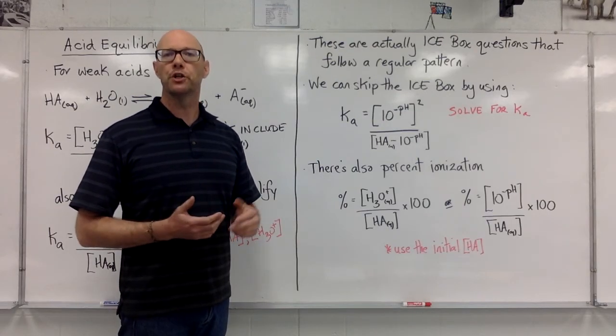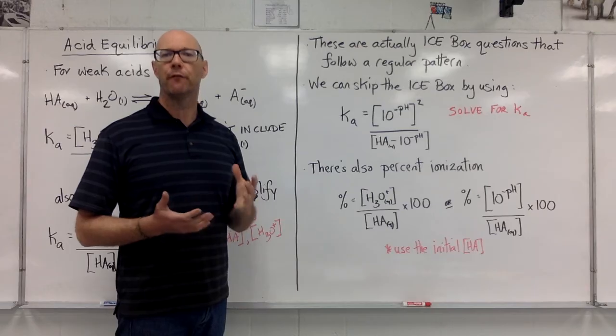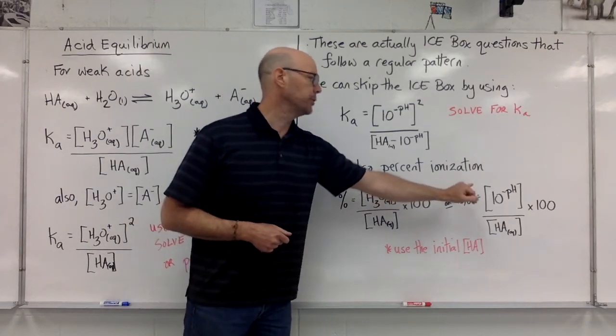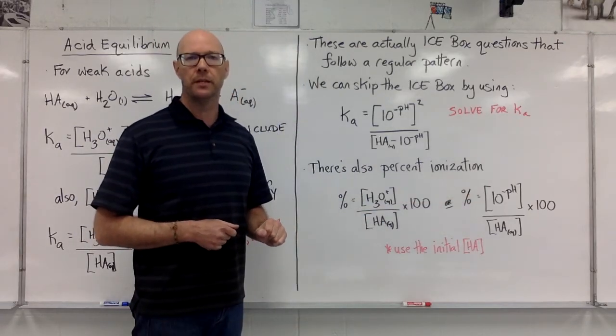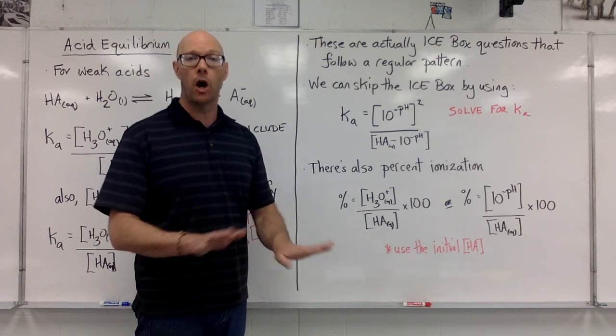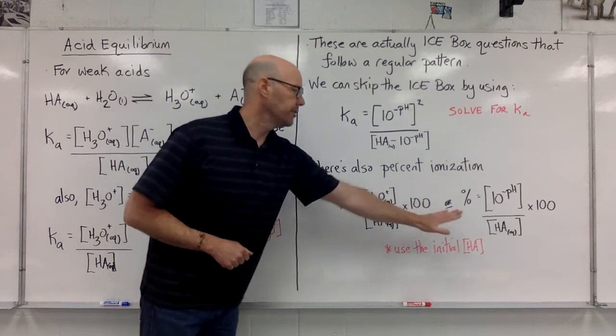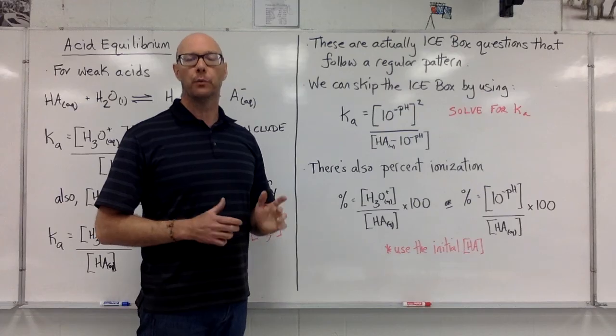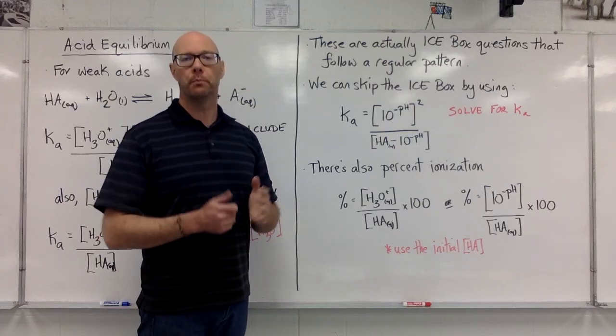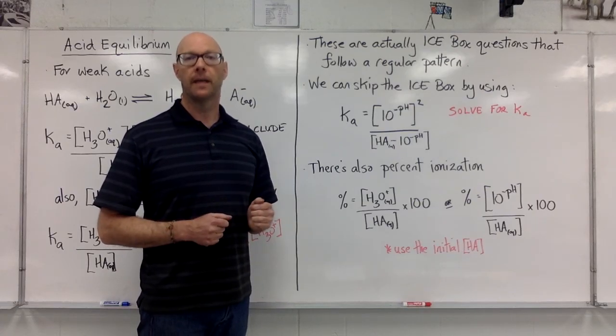An alternative version of this percent ionization formula is the percent is equal to 10 to the power of the negative pH. Again, notice not squared, over the initial concentration of the weak acid HA, once more multiplied by 100. And I hope that helps.